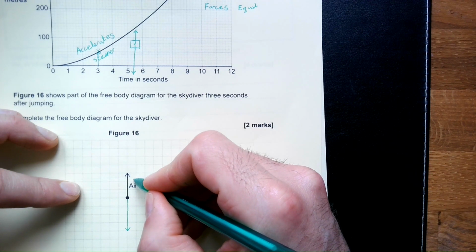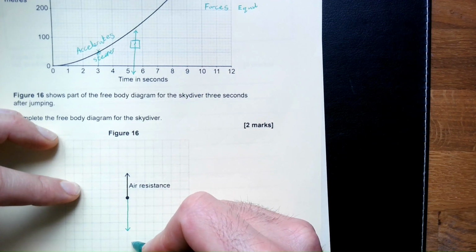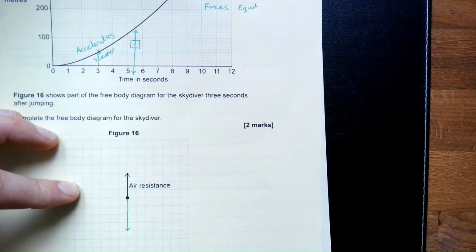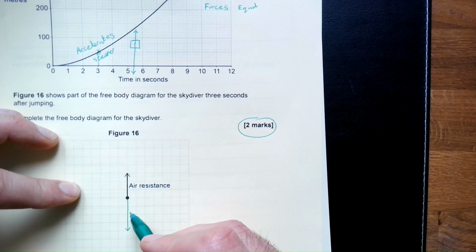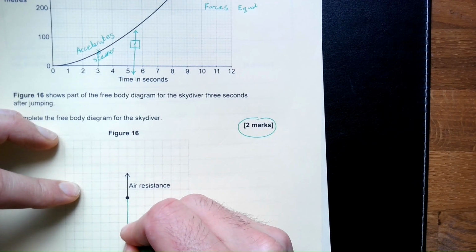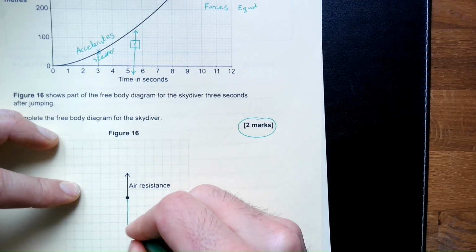So you can see this is 3 squares. I've done it as 4 squares. You could do it as 5, 6, 7 squares, and that's fine. You can see this is worth 2 marks. At the moment, you've only got 1. So what you need to do is write weight. You always must label the force with what kind of force it is.